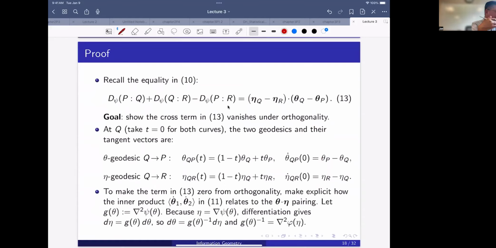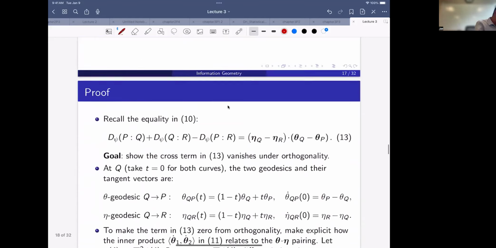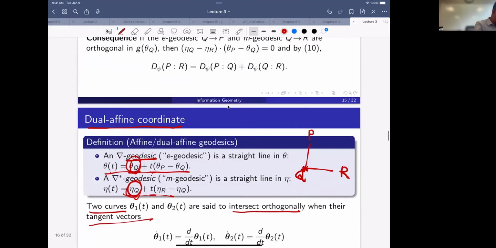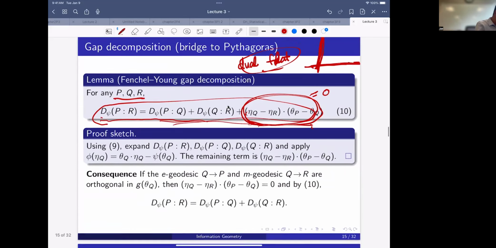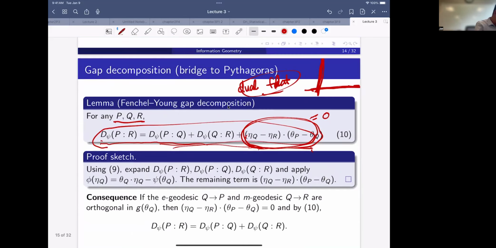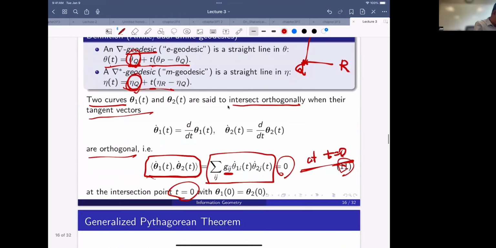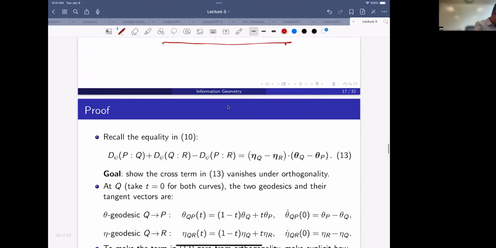Okay, so recall the equality in 10. Equation 10 is a 3-point equality, right? So remember that we have a 3-point equality. Right, this one. And our goal is to show the cross term here vanishes, is 0.